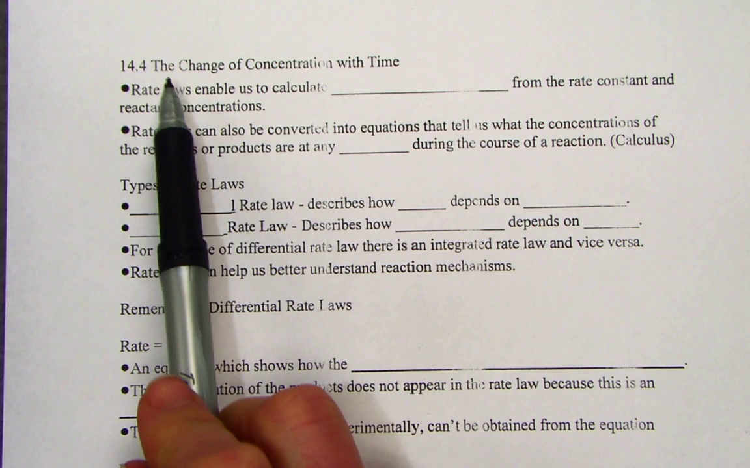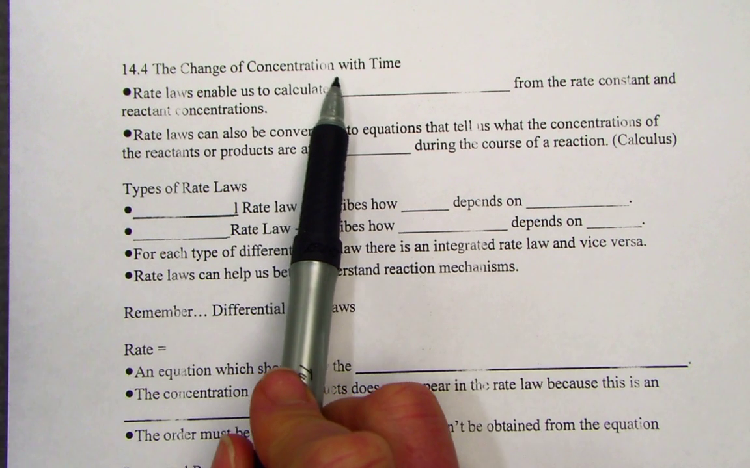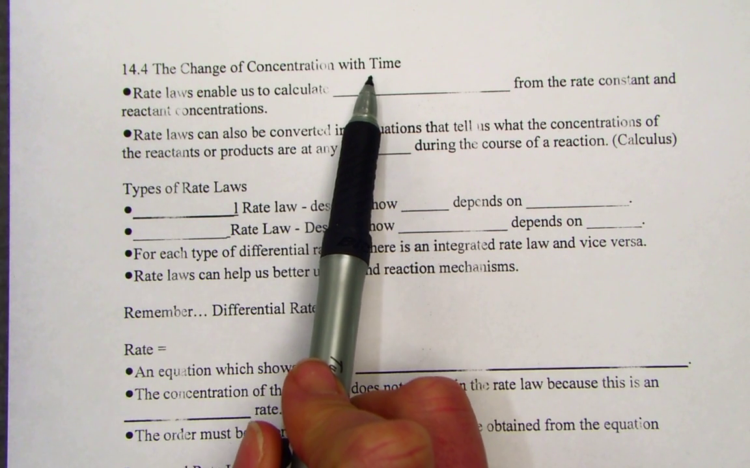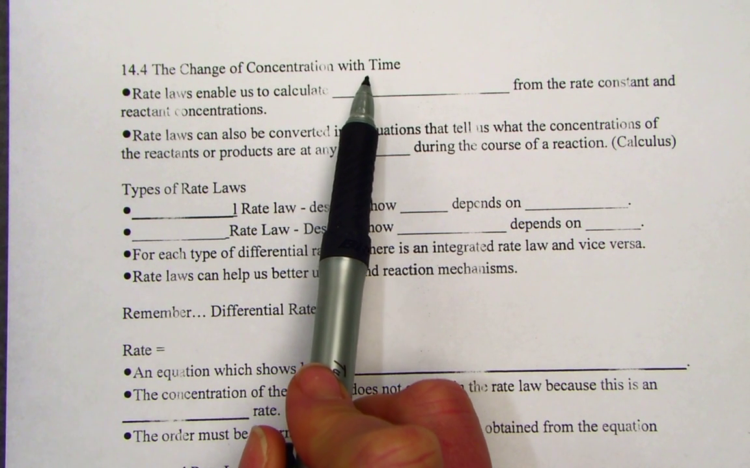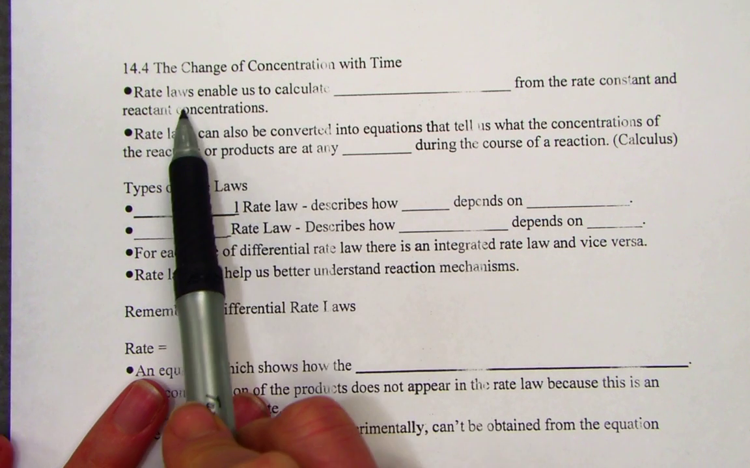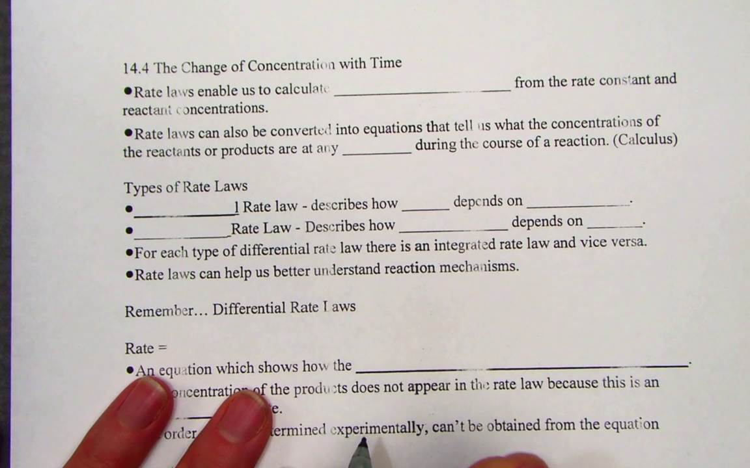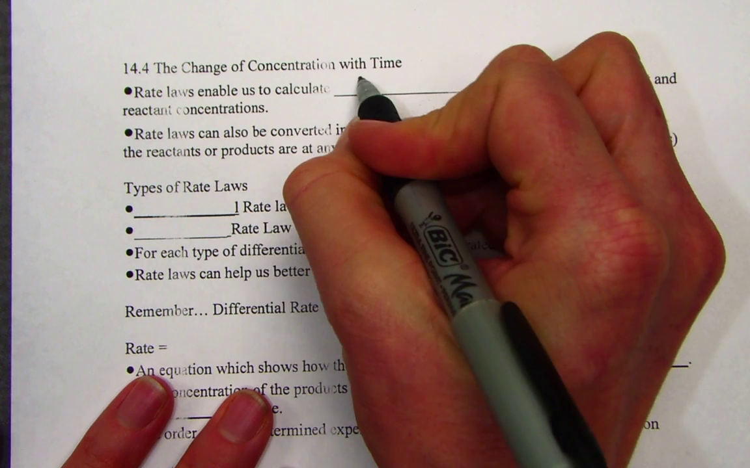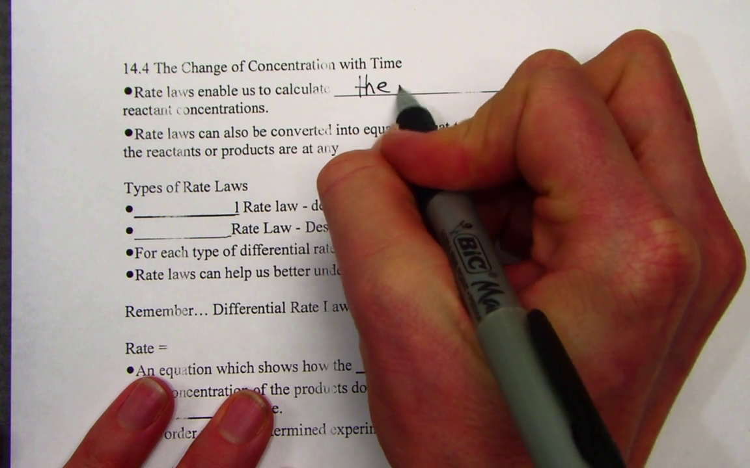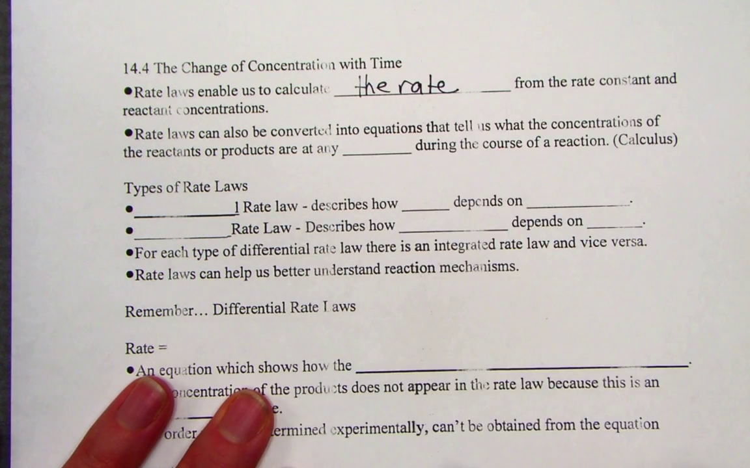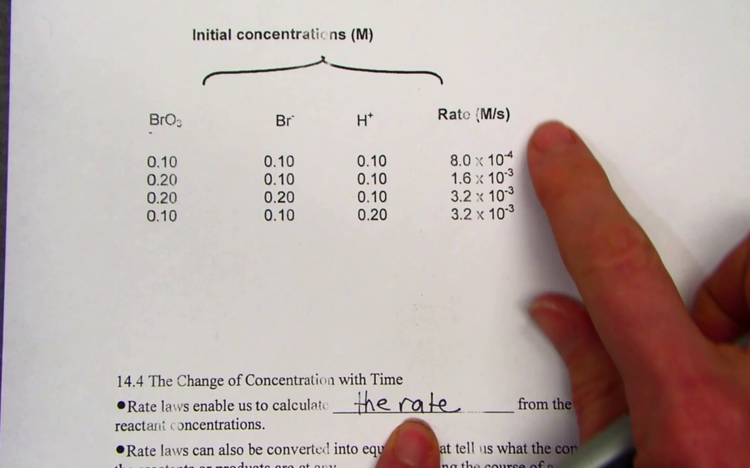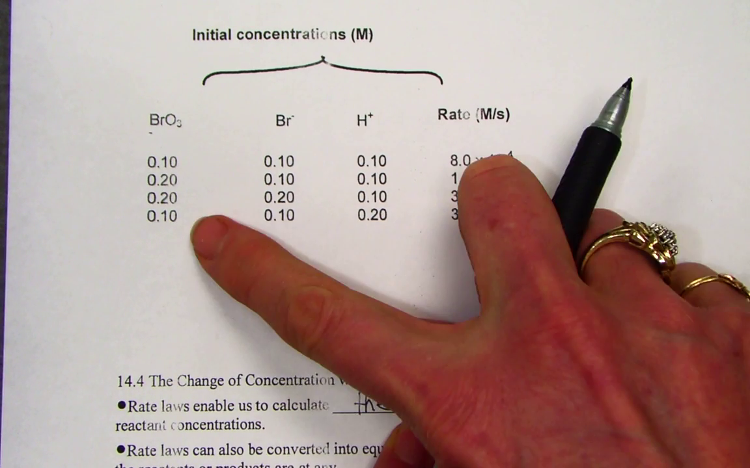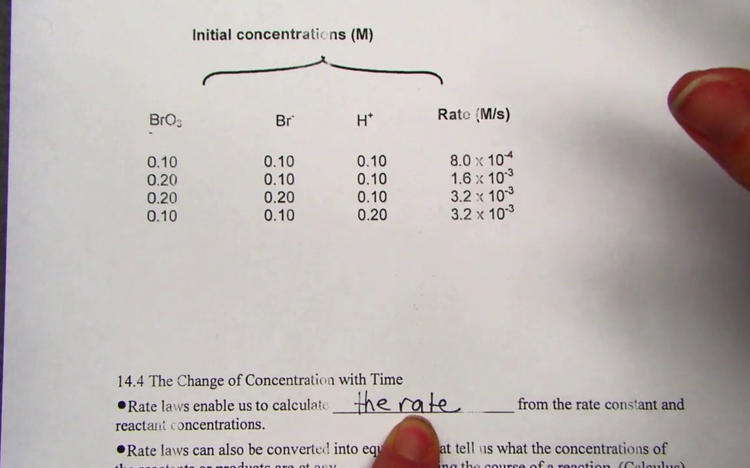We are studying section 4, the change of concentration with the change in time. We are looking to take our differential rate law and integrate it, what we discussed a moment ago. In our first bullet under this section, it reads, rate laws enable us to calculate the rate. Let's go ahead and fill in the rate from the rate constant and reactant concentrations. Rate laws, just as in the example up above, rate is equal to k times the concentration of each reactant raised to some power.